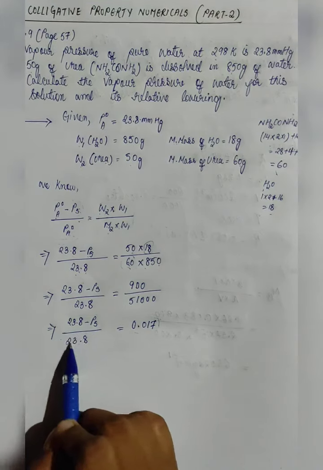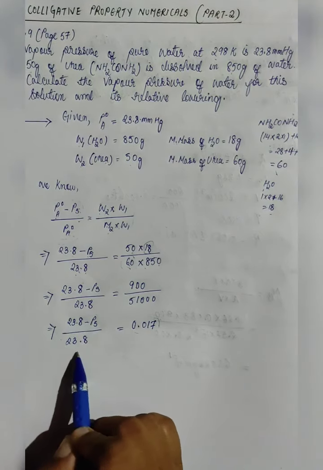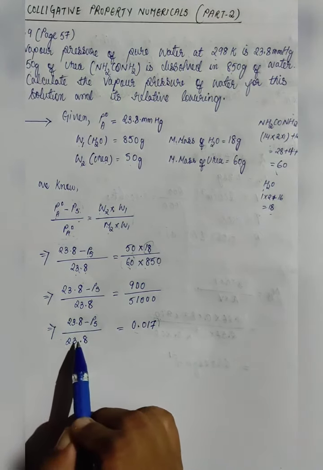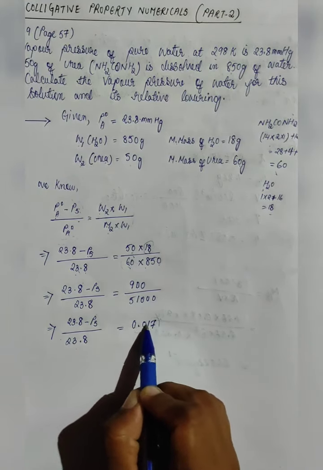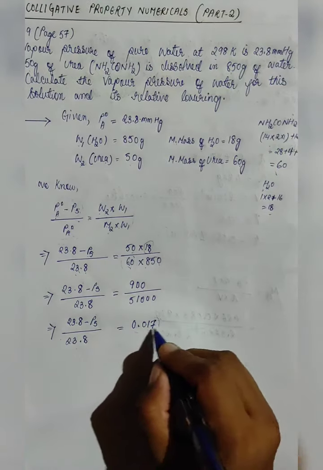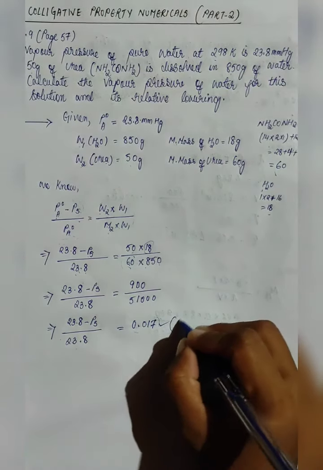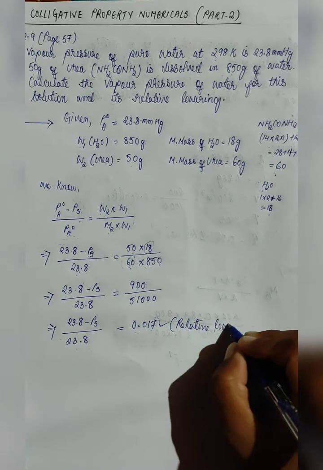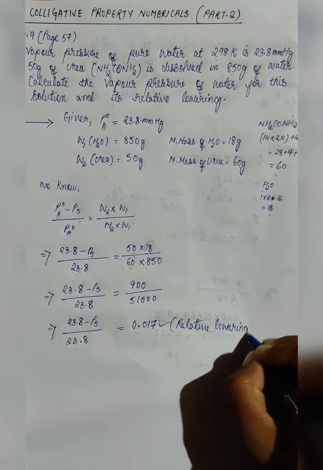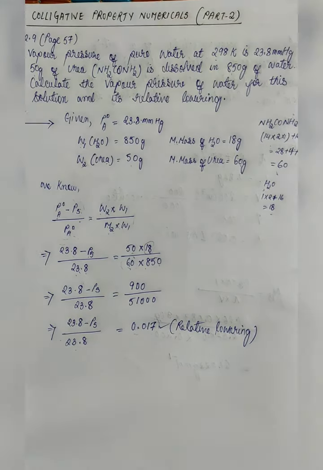For now, ignore all these calculations. Just know that this is the relative lowering of vapor pressure, and its value is 0.017. So this is your relative lowering value. Now our first task is done. We have found the relative lowering of the solution. Now we have to find the vapor pressure of water in the solution.